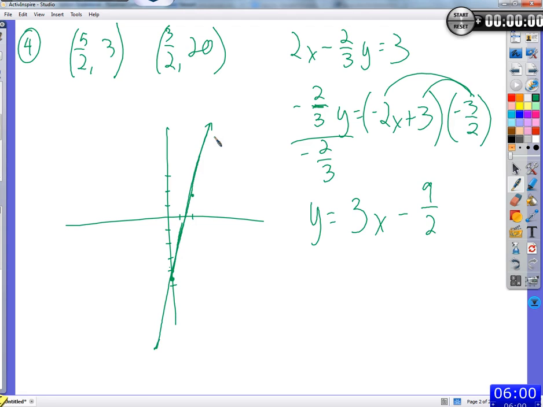Graph, which one does it go through? 5 halves, 3 or 3 halves, comma 20? Which one do you mean by 3? This one? No. This one? Yes. Why? Well, I felt like it was 5 halves, 3, and I don't see it go down through 20. I don't go as far out as 20. What do you mean by as far out? Like up there and down.